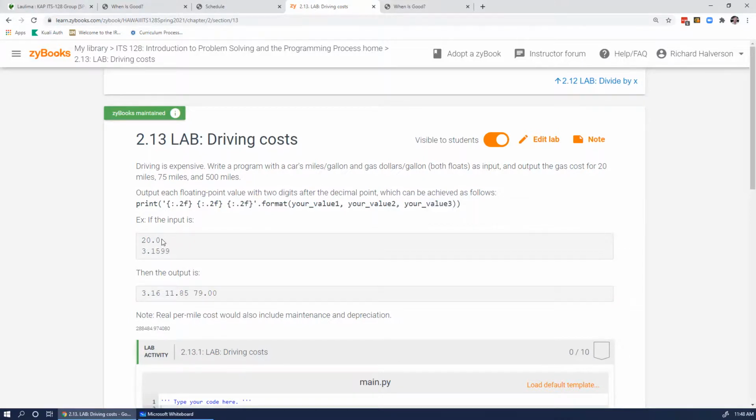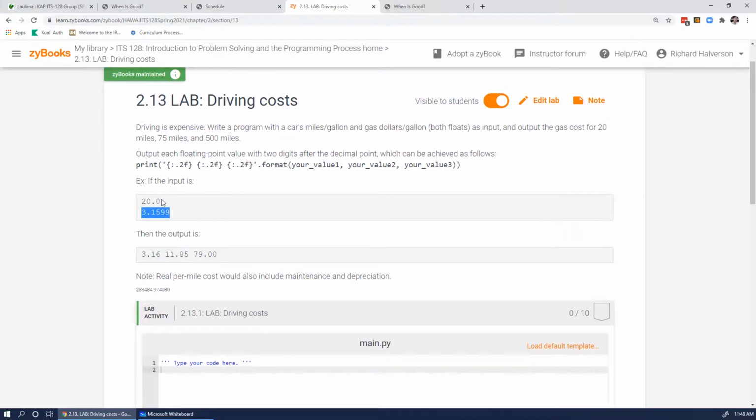So here we're inputting the miles per gallon, 20 miles per gallon. And this is how much gas costs. Okay, so up on the mainland, I guess gas is just cheap. So if you have a car that gets 20 miles per gallon and you are paying this much for gas, then the cost for driving 20 miles is this, $3.16. The cost for driving 75 miles is $11.95. And if you're going to drive 500 miles, it's going to cost you 79 bucks.